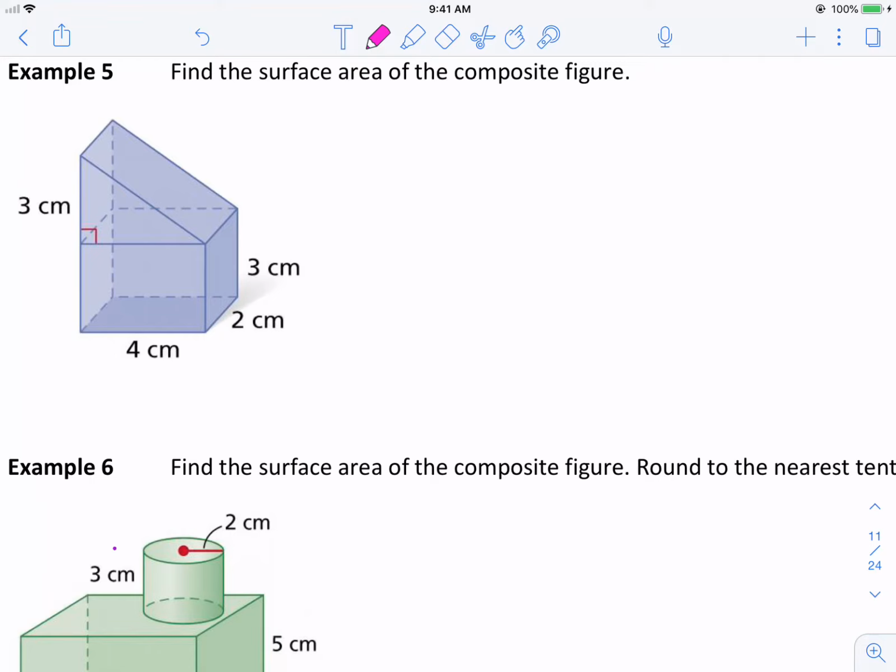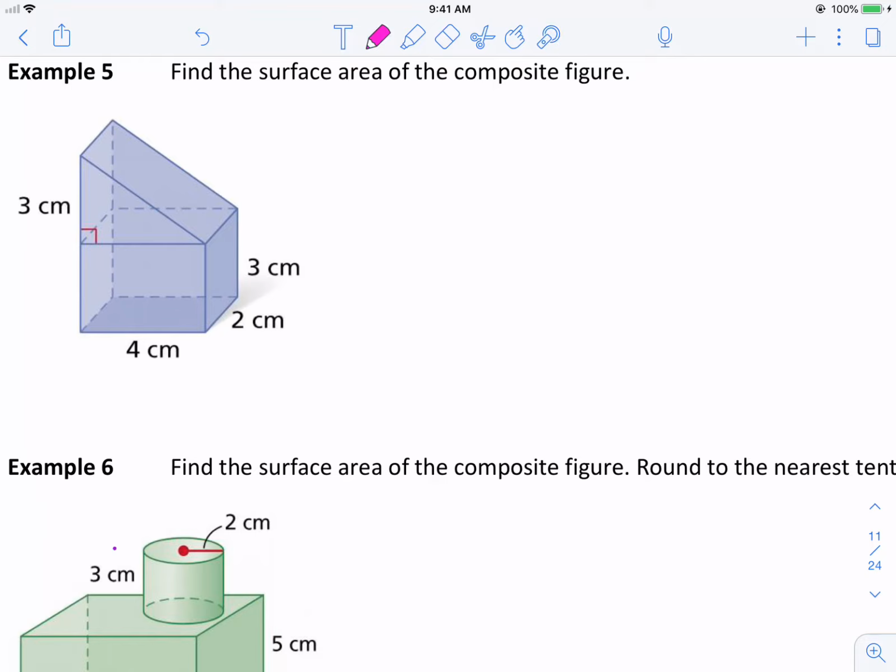So in example 5, we have our very first composite surface area problem. And the biggest thing to remember when you're doing composite surface area is that you are finding the sum of all of the areas of the exposed surfaces. So in this figure right here, we are not getting the area of the top of this rectangular prism, this box that we have on the bottom, nor do we want that rectangular area of the face of that triangular prism. Okay, so we're adding together just the areas of the exposed surfaces.